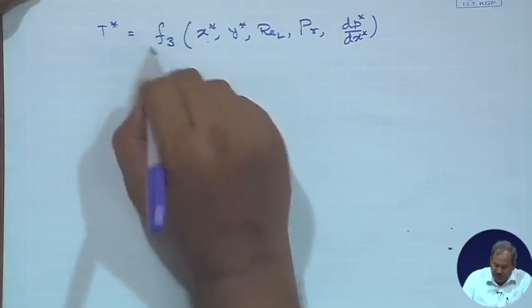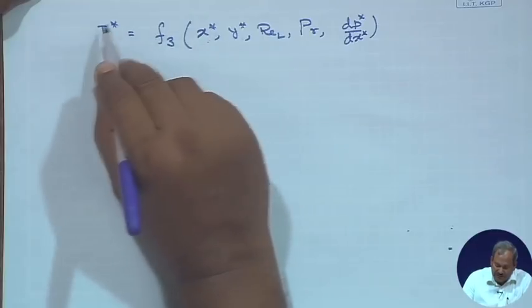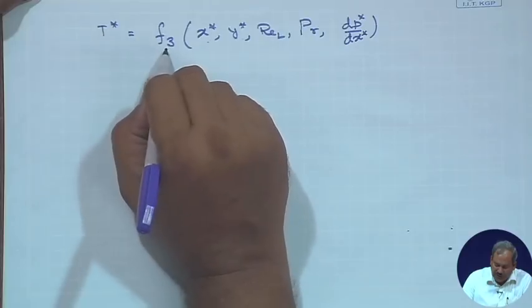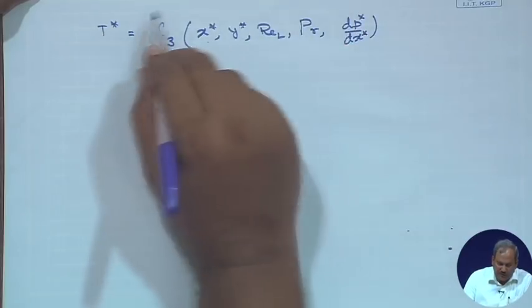We still do not know what F3 is, how x star is connected with T star, or how Reynolds number is connected with T star, and so on. But in functional form, this is the form that we have.